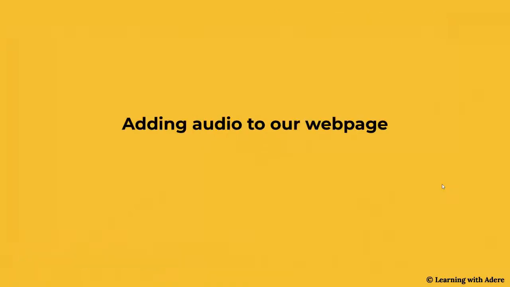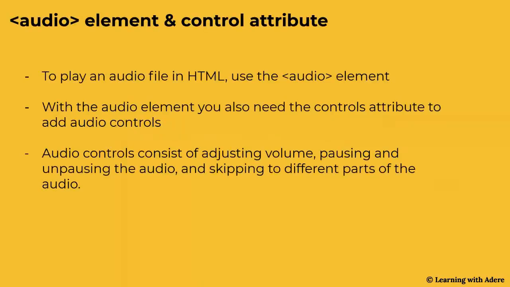Let's talk about adding audio to our web page: the audio element and the controls attribute. To play an audio file in HTML, we first use the audio element. With the audio element, you also need to use the controls attribute to add audio controls. The controls attribute is going to look a little bit different from all the other attributes we've used so far, but I think we're going to get the hang of it quickly.